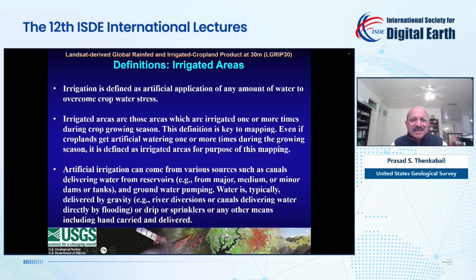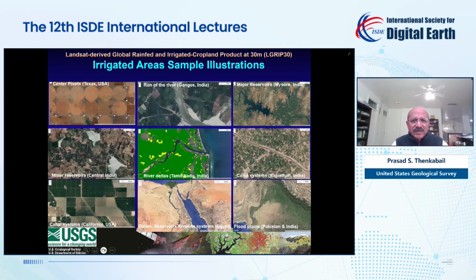And irrigation can come by various means: major dams, medium dams, minor dams, small tanks, and groundwater pumping. All of this is irrigation as long as it is an artificial supply of water. So these are some examples, for example, centrifugal irrigation and run of the river irrigation. Run of the river irrigation is basically putting a barrage here and diverting water. So you have all these different types of irrigation systems, and this is, for example, the Nile Basin. The major dam, Aswan Dam, is somewhere here, so the water comes and irrigates. So there are various ways of irrigation.